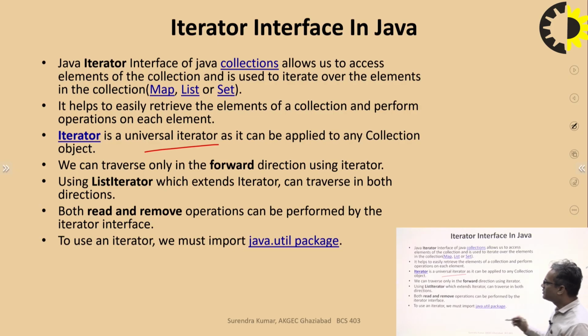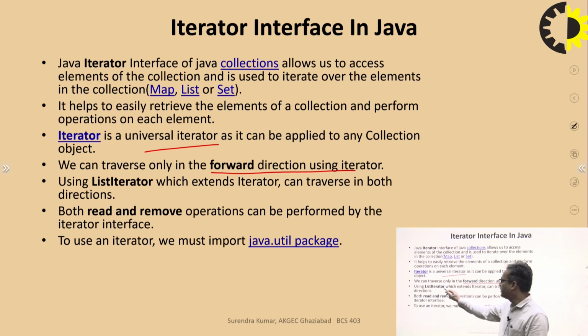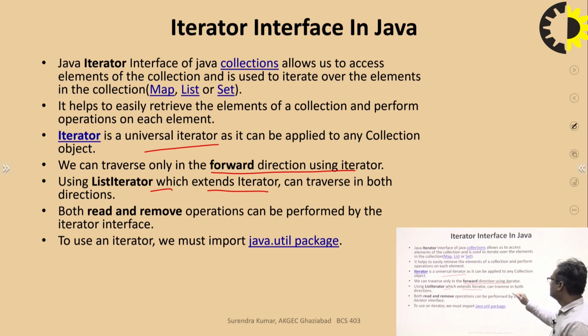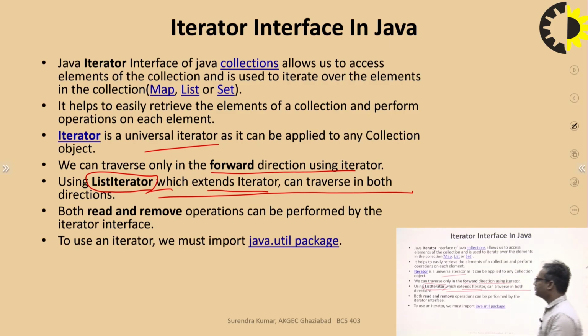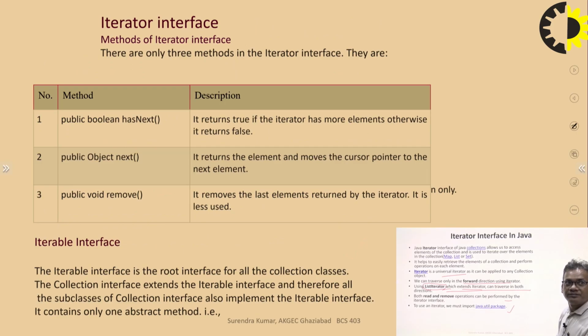We can traverse only in the forward direction using the iterator, not in the backward direction or randomly. ListIterator, which extends Iterator, can traverse in both directions. If you want both directions, then you will use ListIterator. Both read and remove operations can be performed by the Iterator interface, right? It is used in the java.util package.